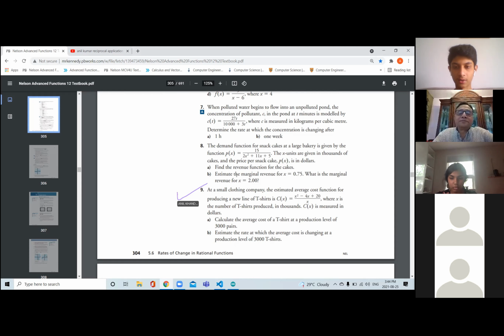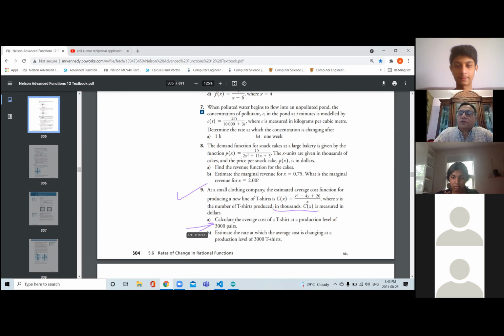At a small clothing company, the estimated average cost function for producing a new line of t-shirts is C of X equals X squared minus 4X plus 20 over X, where X is the number of t-shirts produced in thousands. C of X is measured in dollars. Calculate the average cost of a t-shirt at a production level of 3,000 pairs.